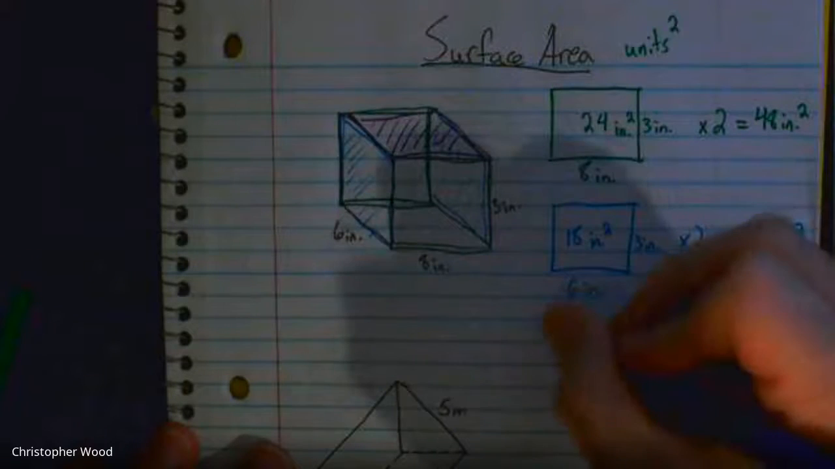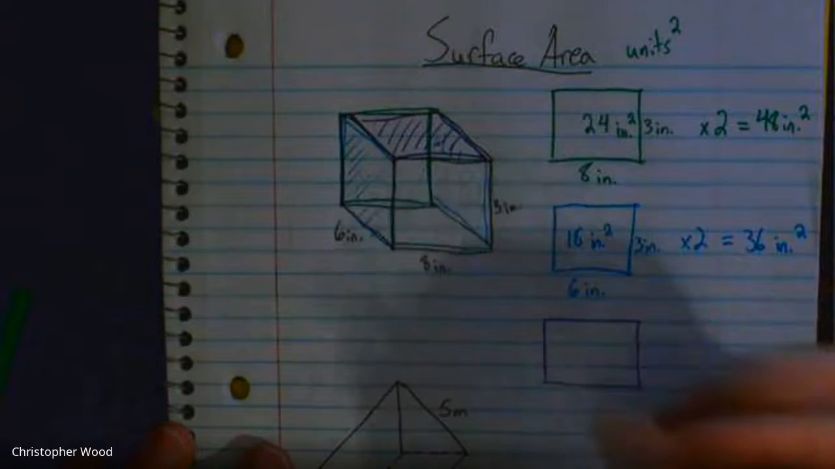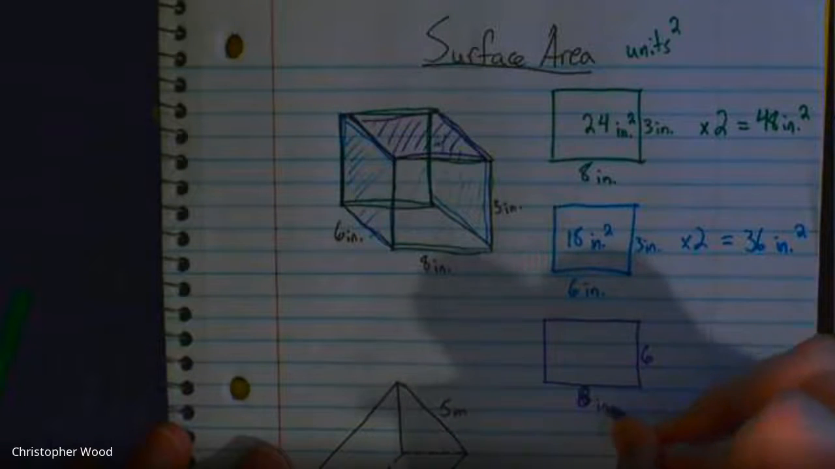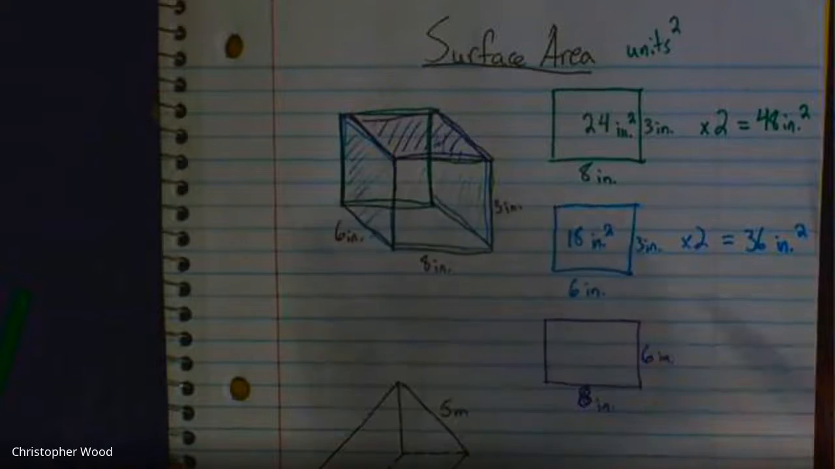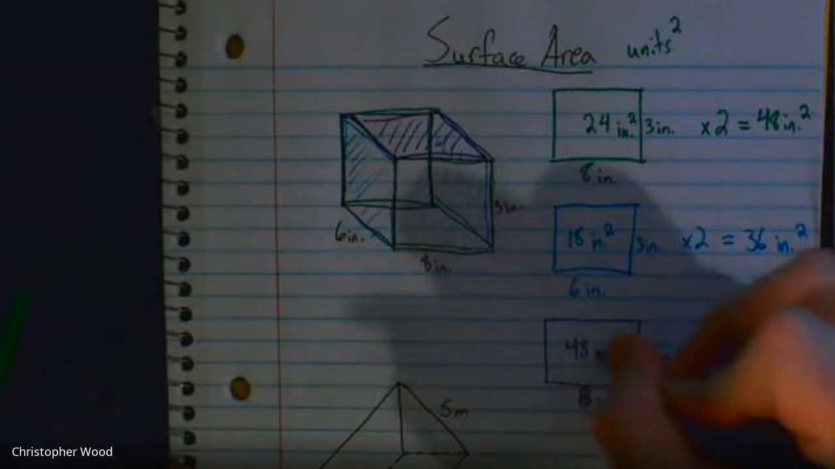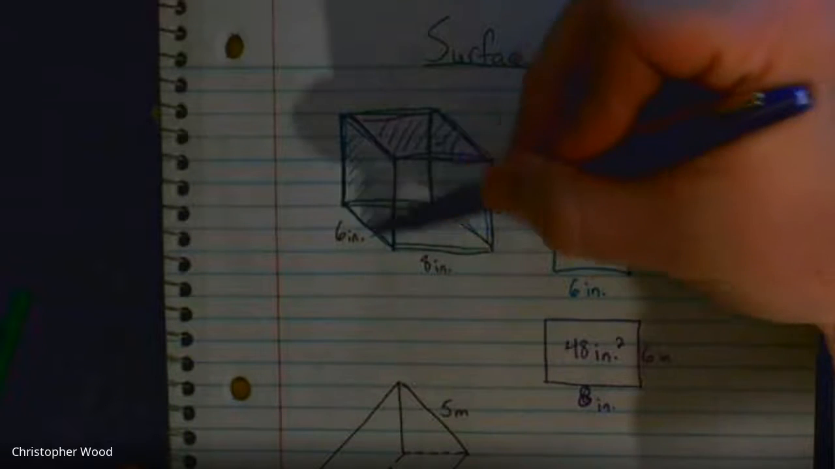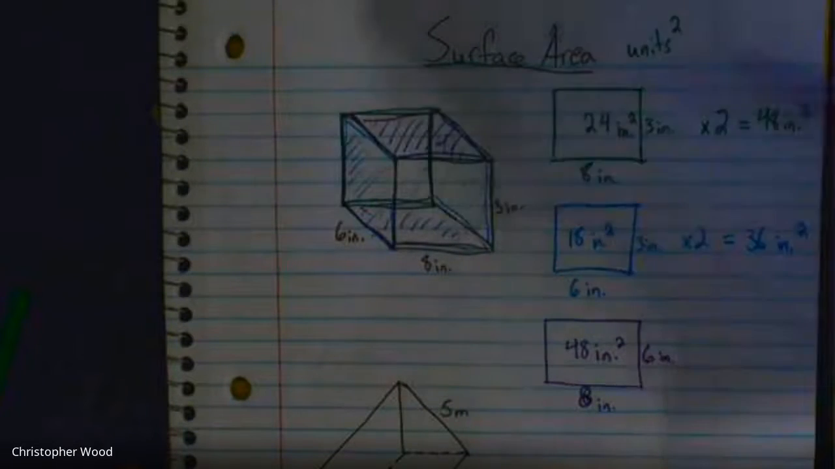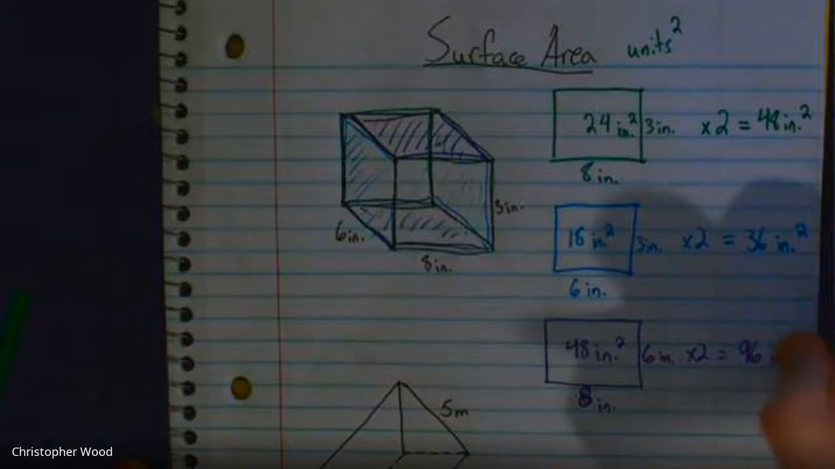So if I redraw this, I've got 6 on one side, 8 on the other. Okay. So I've got it 8 by 6. Again, 8 times 6, 48 inches squared. But I have 2 of them. I have the top and I have the bottom, which is also a 6 by 8 rectangle right on the bottom there. So multiply this by 2. You get 96 inches squared.